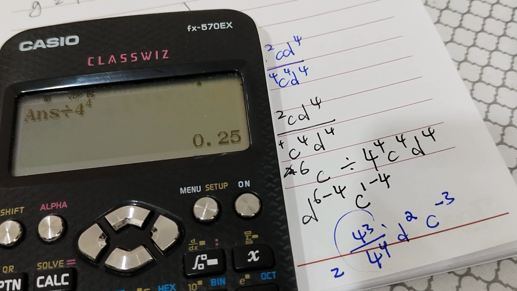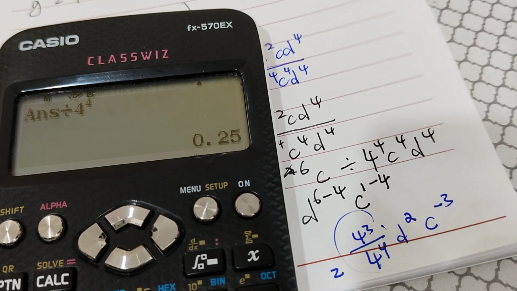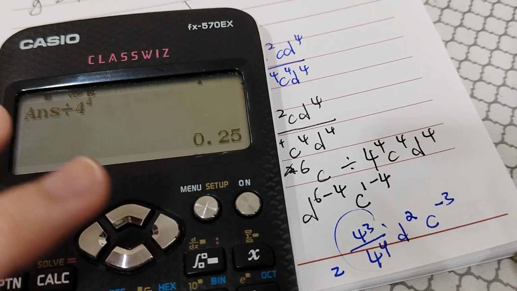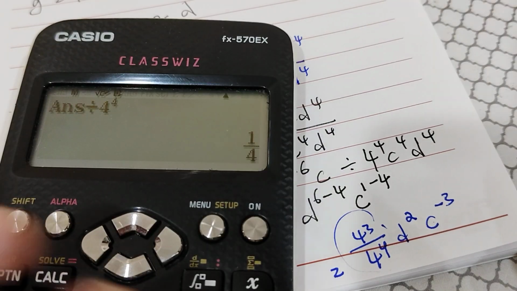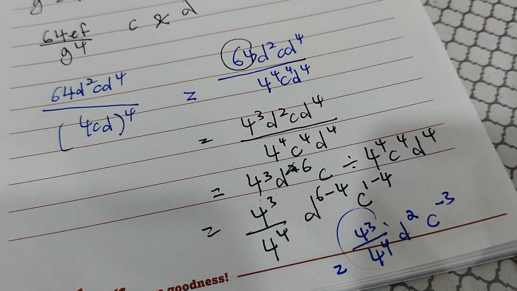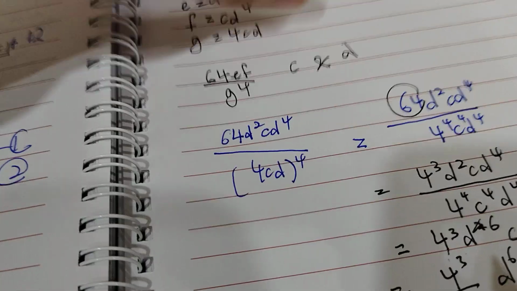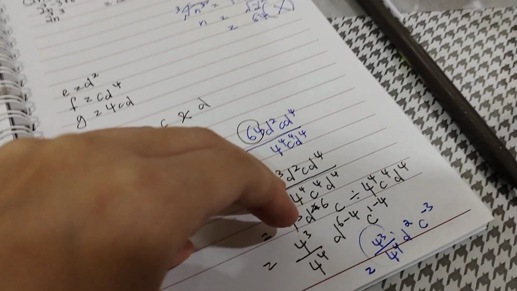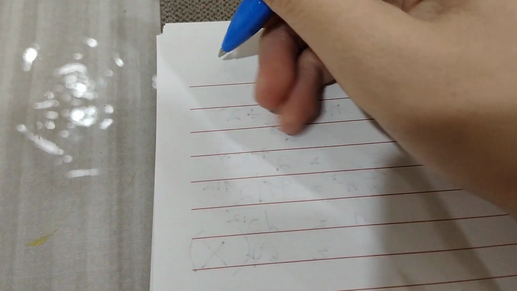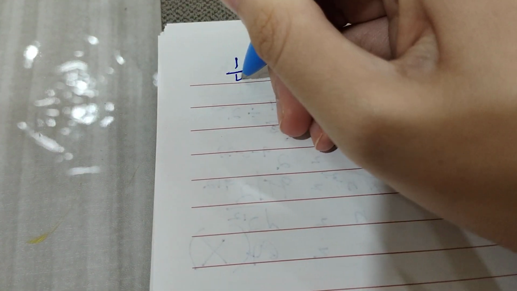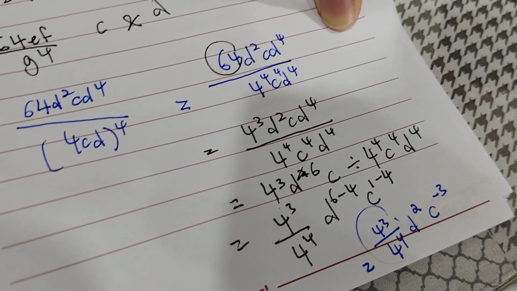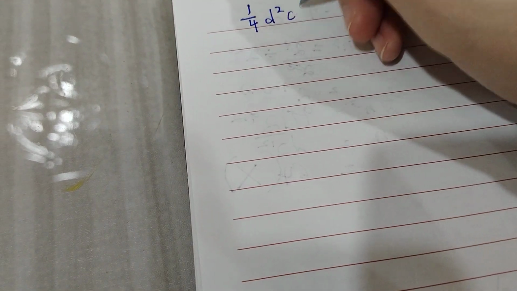Interesting answer indeed. What is going on? It is equivalent to 1 over 4. Oh, we need a place to write this. Okay, let me think. 4, 3. That means it's 1 over 4. What else? 1 over 4 d squared c negative 3.